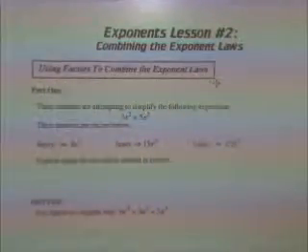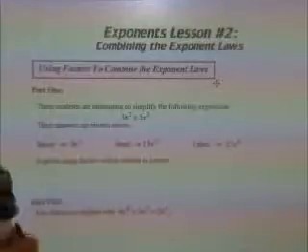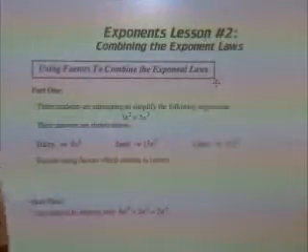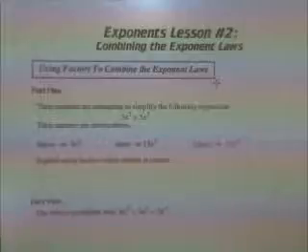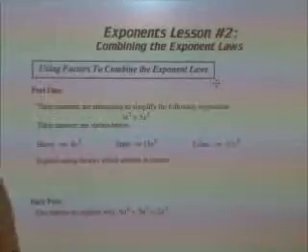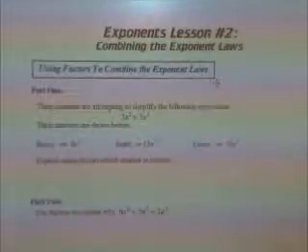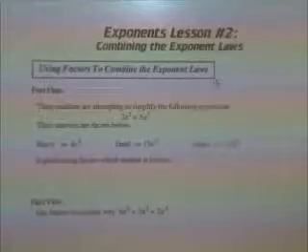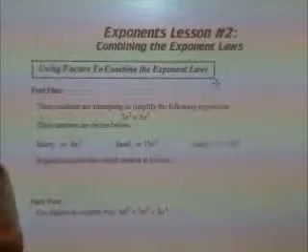So 3 students are attempting to simplify the following expression: 3x squared times 5x cubed. Their answers are shown below. Harry says that the answer is 8x to the power of 5. Janet says it's 15x to the power of 6. And Laura says it's 15x to the power of 5. Explain using factors which student is correct.